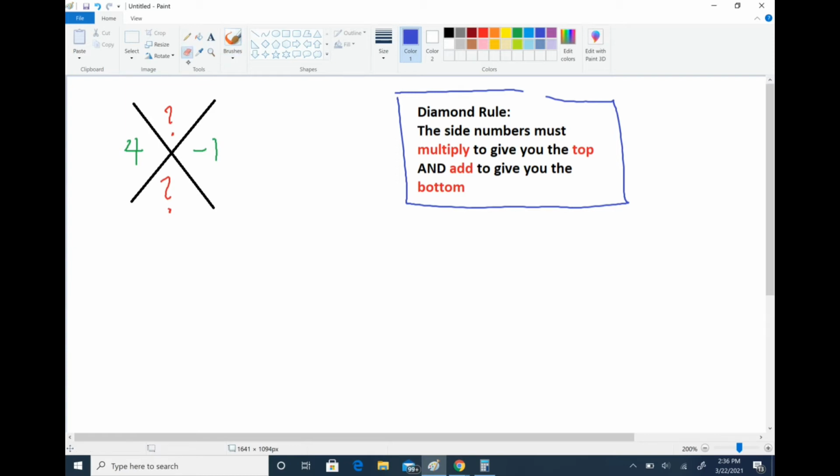Okay, so let's apply the diamond rule here. How should we get the top? We should get the top by multiplying 4 times -1. So what does that give us? 4 times -1 gives us -4, right? And then how do we get the bottom? Well, we add the side numbers. That's going to be 4 plus -1, which is just the same thing as saying 4 minus 1, which gives you 3. So there you go. You're done with this problem.